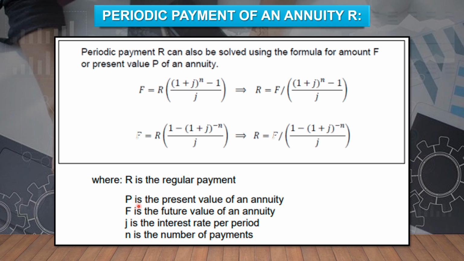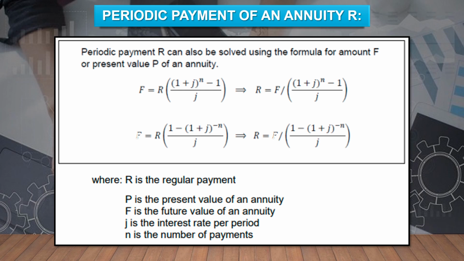Now, where R is the regular payment, P is the present value of an annuity, F is the future value of an annuity, J is the interest rate per period, and N is the number of payments.